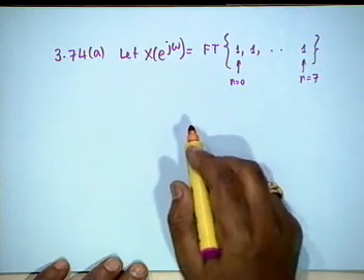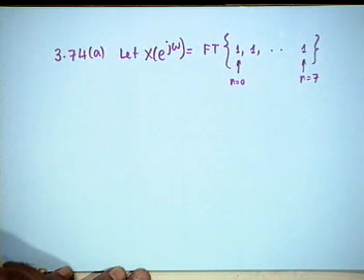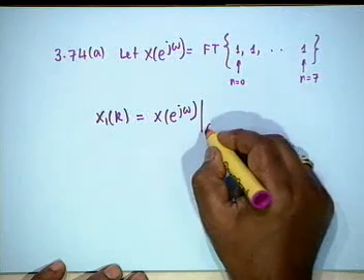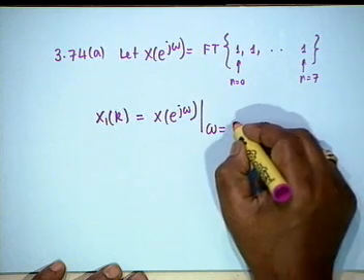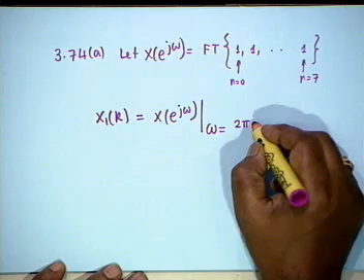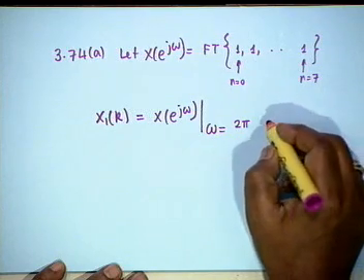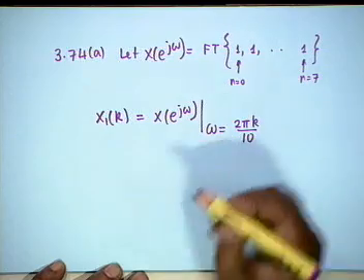Now a cute thing is done, that is capital X of e to the j omega is taken and sampled at 10 points. In other words, x1 of k is obtained from capital X of e to the j omega by putting omega equal to 2 pi k by 10, a 10 point sampling.